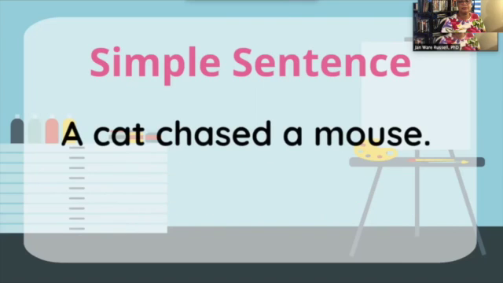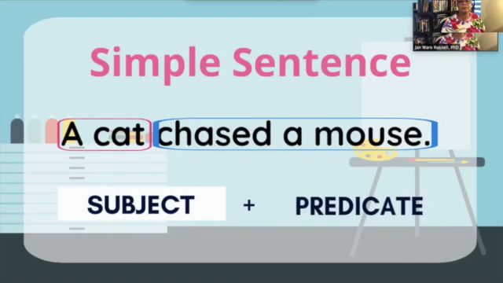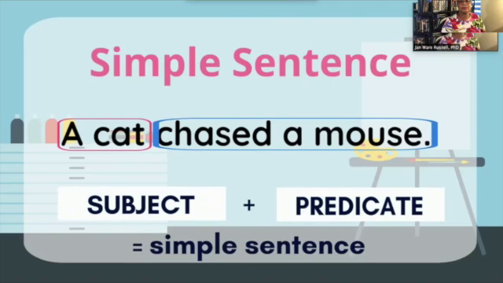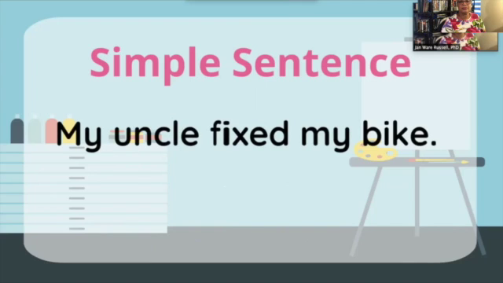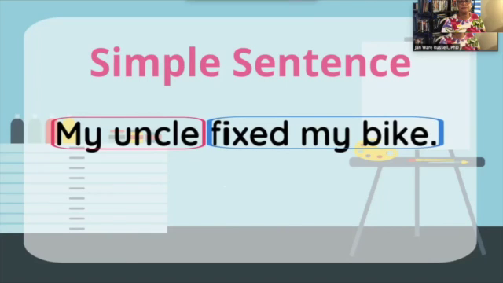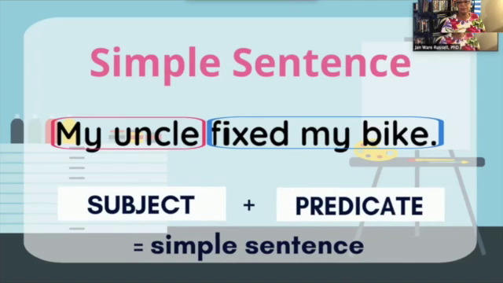A cat chased a mouse. We have one subject, a cat, and one predicate, chased a mouse. This together, one subject and one predicate, is a complete sentence and is a simple sentence. Let's make another simple sentence. My uncle fixed my bike. There is one subject, my uncle, and one predicate, fixed my bike. One subject, one predicate. Again, this is a simple sentence.